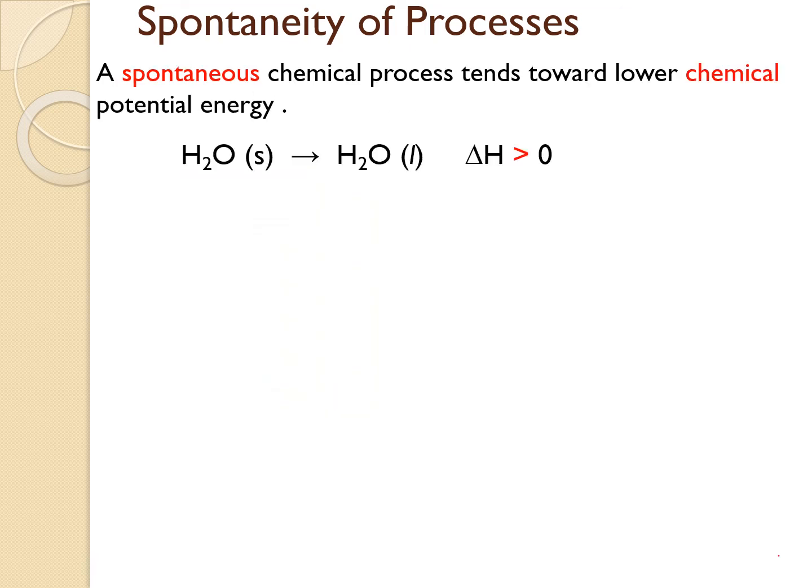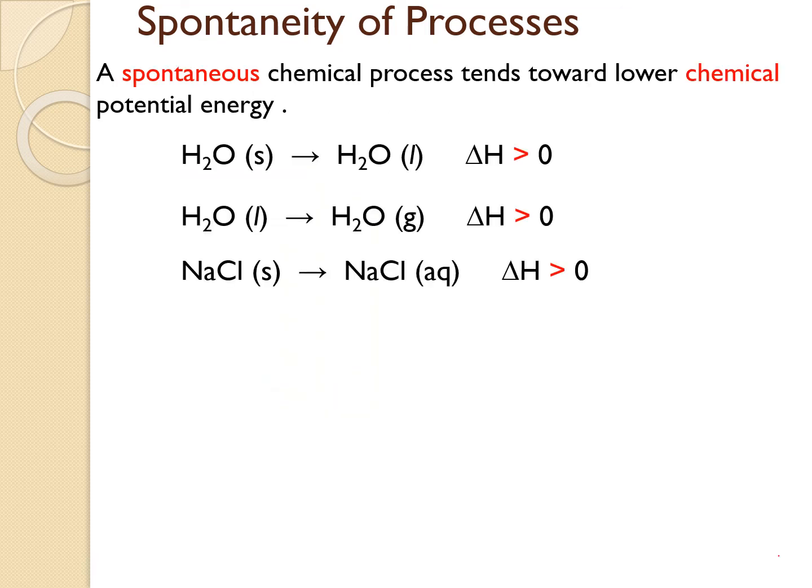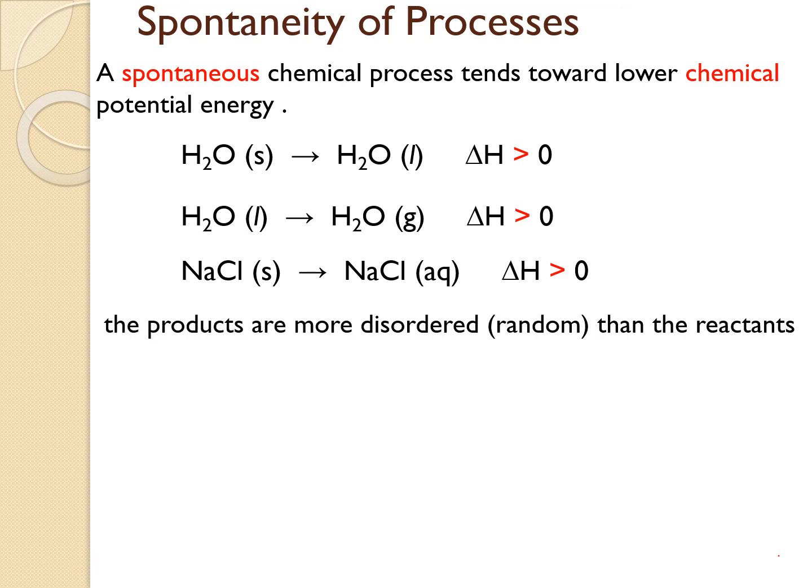So in summary then, these last three processes, they're all endothermic, which normally would be unfavorable for spontaneity, but we know, at least in the right conditions, they are spontaneous. So what else do these three processes have in common? Well, what all these three processes have in common is that the products of these processes are more disordered. The molecules that make up the products are more in a random state than that of the reactants. Liquid molecules are more disordered, more random than solid molecules. Gaseous molecules are a lot more random or disordered than liquid molecules, and ions in aqueous state are much more disordered than those ions in the solid state.